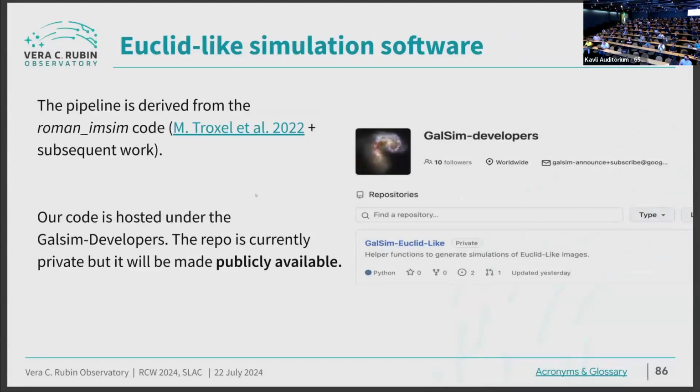So our pipeline is derived from the Rubin MSIM code that was mainly developed by Michael Troxel, and that will be, I think, presented soon in a paper. So our code is hosted under the Gaussian developers. As you see here, the code is still private, but it will be made public as soon as we can. Next slide, please.